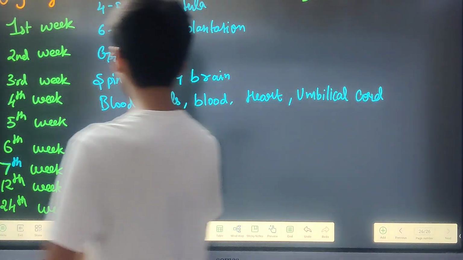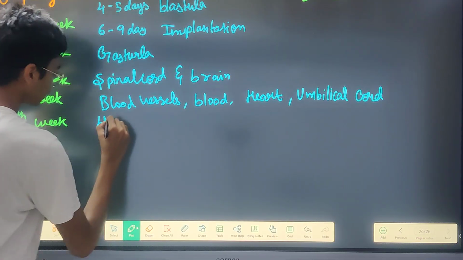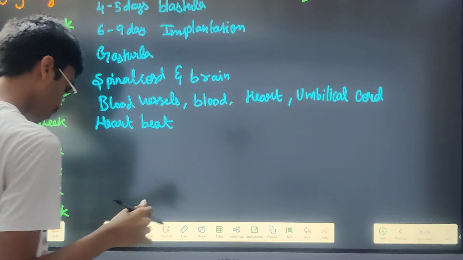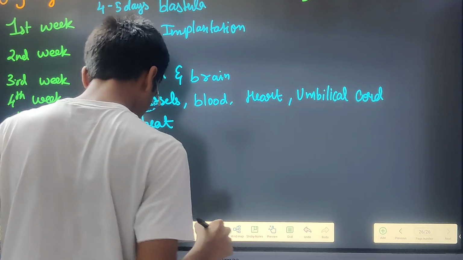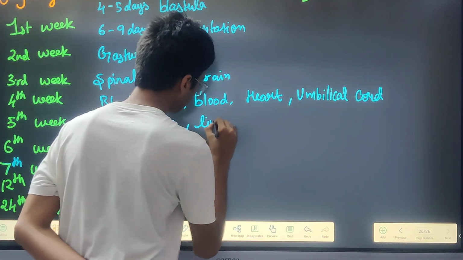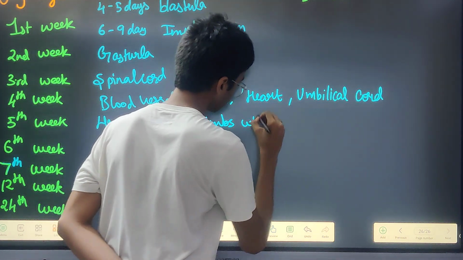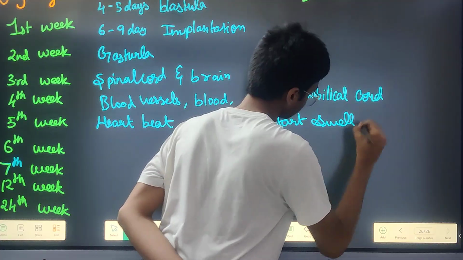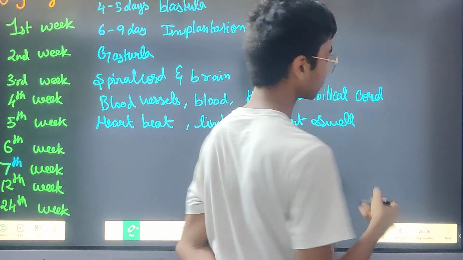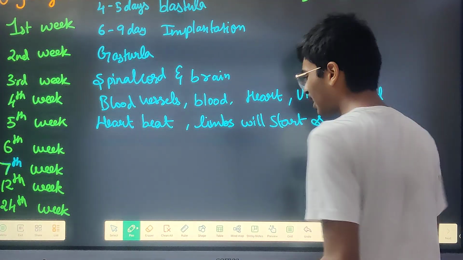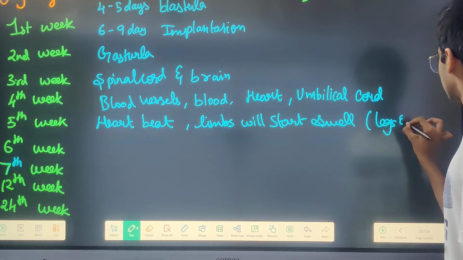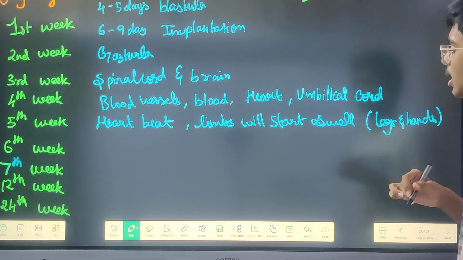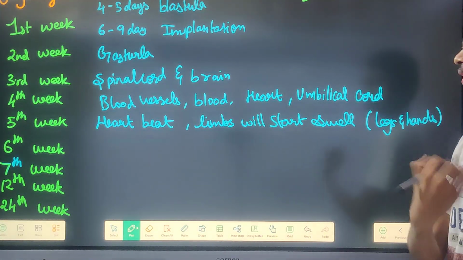In the 5th week, there will be heartbeat, you can hear the heartbeat itself. Other than heartbeat, also limbs will start to swell. That means legs and hands, primary form. Legs and hands will start; this is the place where they begin.